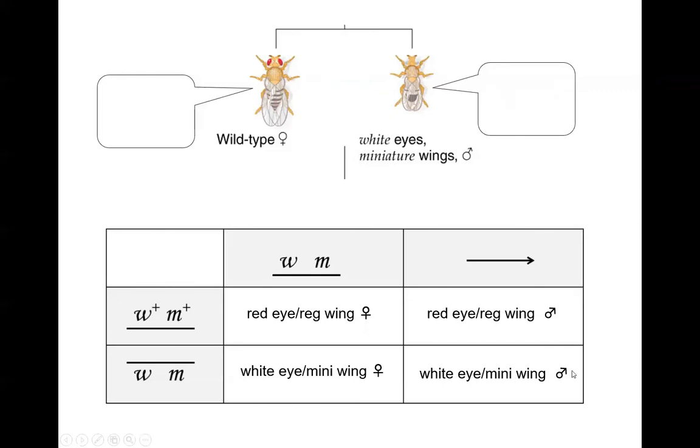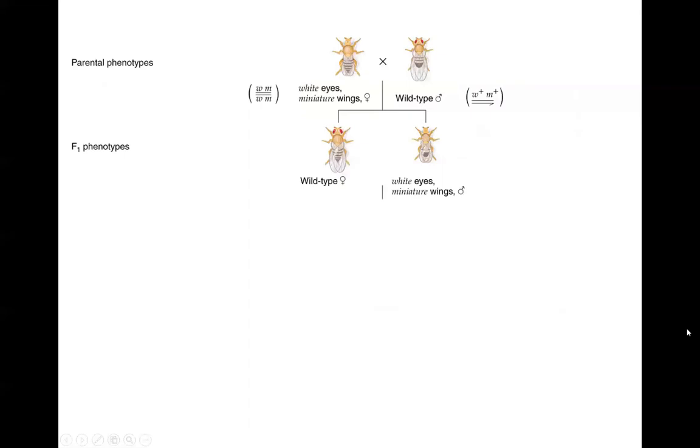So if you think about it, how is this actually going to play out? If you lump red eye, regular wing, red eye, regular wing, and don't care about the actual sex of these flies, you can see red eye, regular wing, and white eye, miniature wing. This is a 1-to-1 ratio. We can lump this: category 1, category 2, 1-to-1 ratio. But again, as we saw for just a brief moment when we started this cross, that's not going to be exactly how this played out.